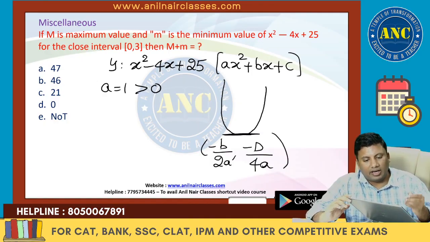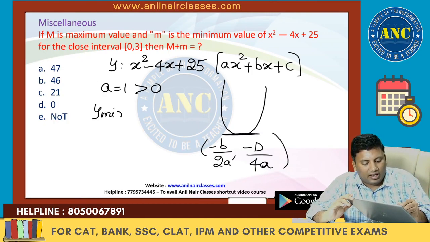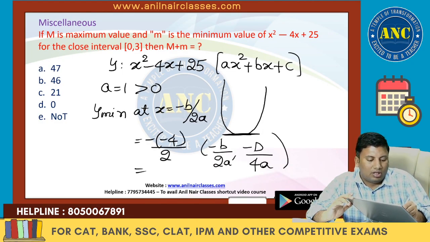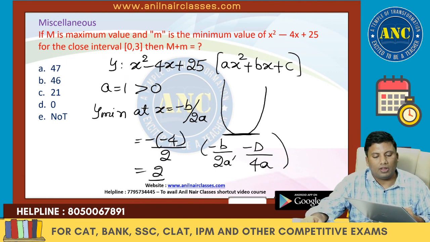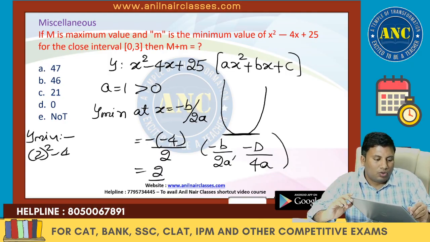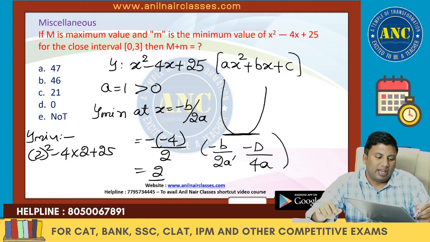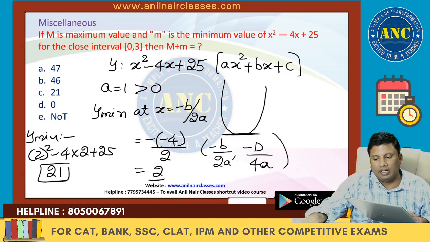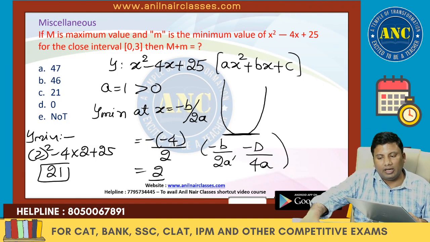So, what can we determine? We can determine that y is minimum at x equal to minus b by 2a. That is minus of minus 4 by 2, which is 2. So y minimum is found by substituting 2 wherever x is there: 2 square minus 4 into 2 plus 25, which is 4 minus 8 plus 25. Y minimum is 21.